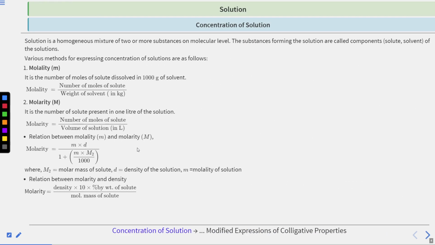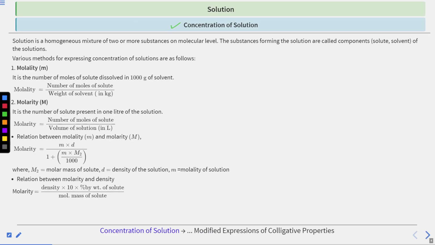So let's start. Some concentration of solution terms. A solution is a homogeneous mixture of two or more substances on the molecular level. The substances forming the solution are called components of the solution, that is solute and solvent. Various methods for expressing concentration of the solution are as follows.